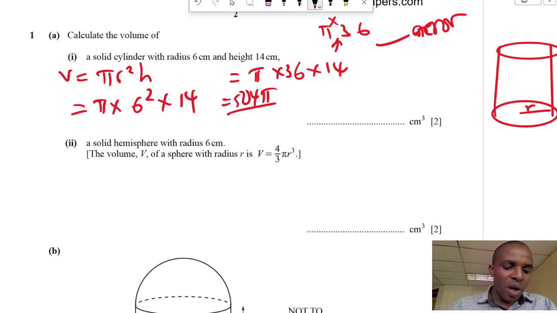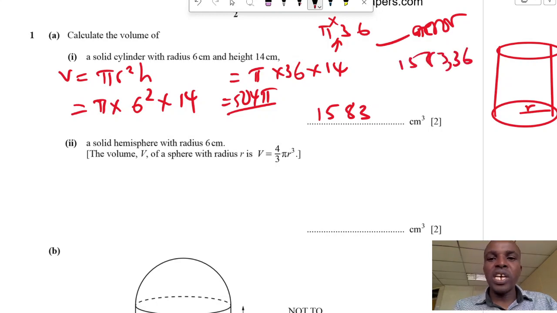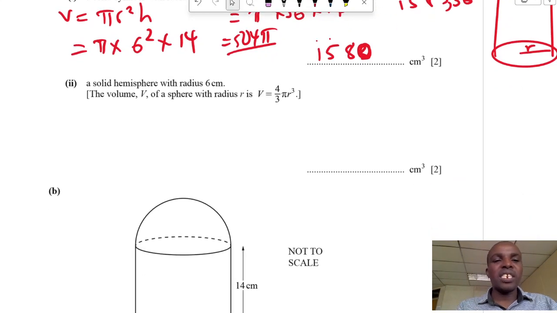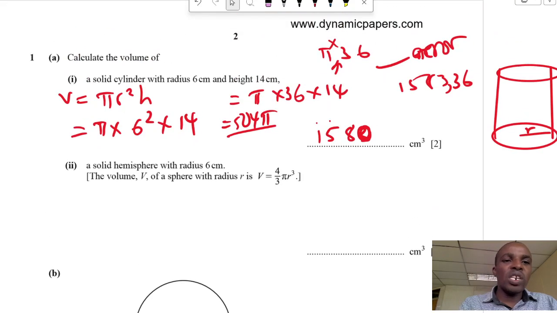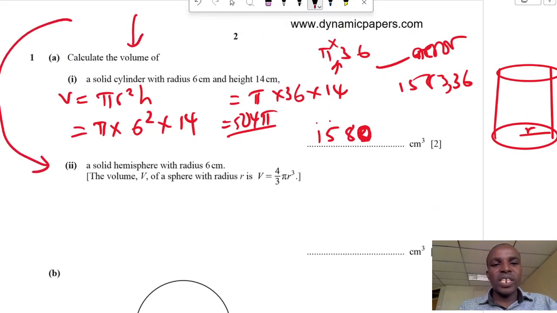Then as a decimal it is 1583.36. To 3 significant figures, 1, 2, 3, it will be 1580 cubic centimeters. Done. Second part, a solid hemisphere with radius 6 centimeters. So I want to find the volume of a solid hemisphere with radius 6 centimeters.